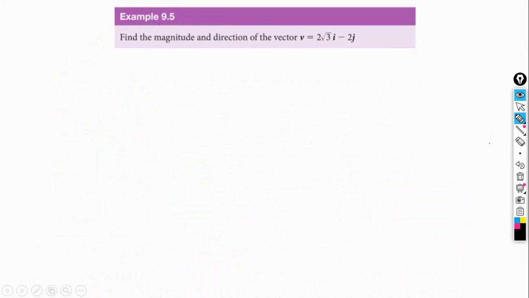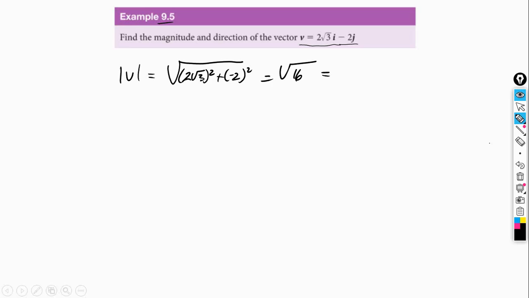So next we have example 9.5, and it says find the magnitude and direction of the vector v equals 2 square root of 3 i minus 2j. So the magnitude is simply going to be modulus v, right? So this is simply the square root of (2 square root of 3) squared plus negative 2 squared. And from here we're going to get the square root of 16, which is 4. Now, in order to find the direction, we will need to divide the coefficients here by 4.